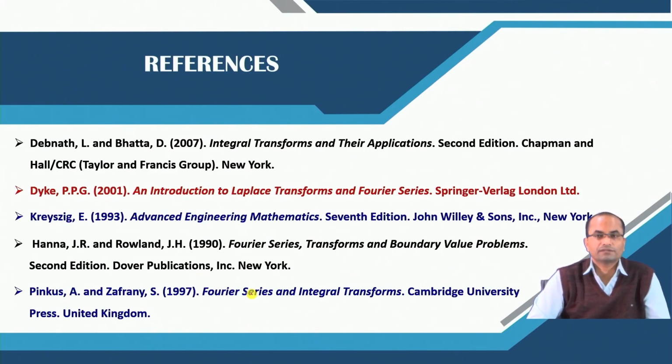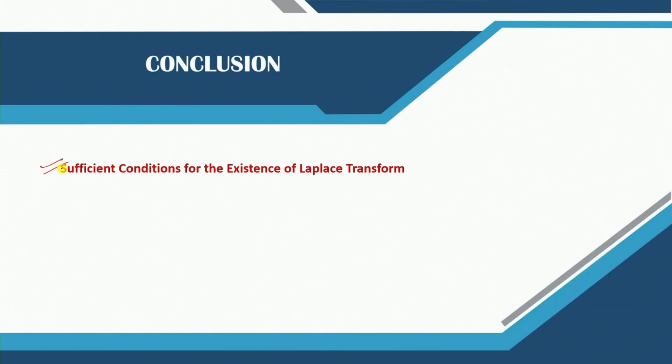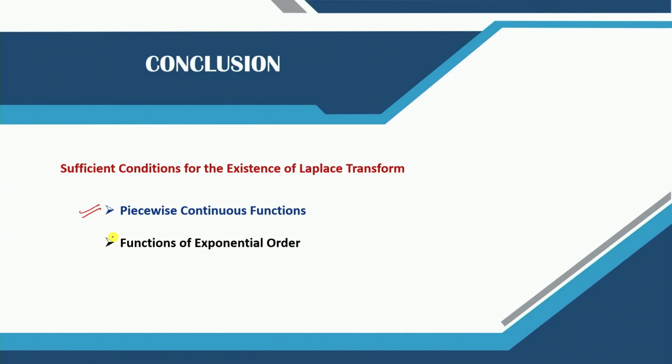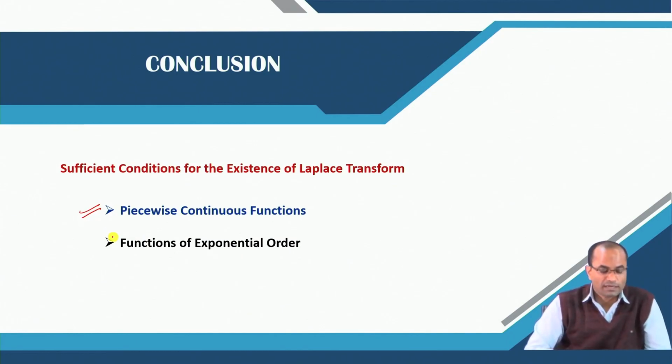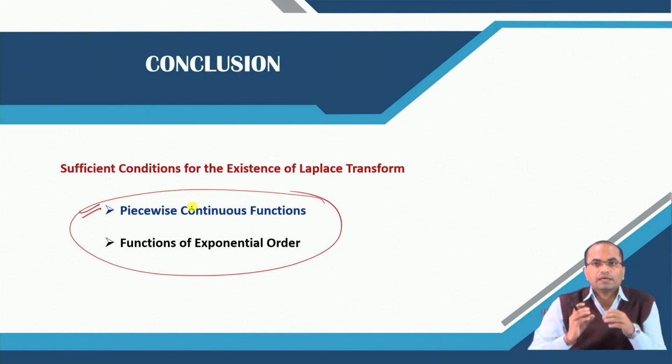Well, so these are the references we have used for preparing this lecture, and now coming to the conclusion. So, we have discussed in this lecture sufficient conditions for the existence of Laplace transform, and in particular the piecewise continuity of the function and functions of exponential order, they come to this class where we can find the Laplace transform. But just remember that these two are sufficient conditions for the existence of Laplace transform, but they are not necessary.